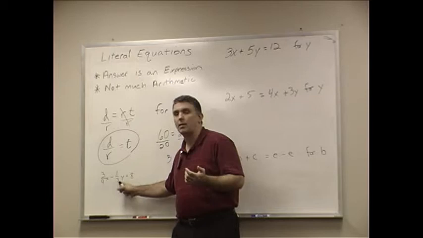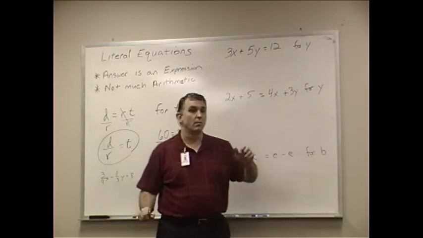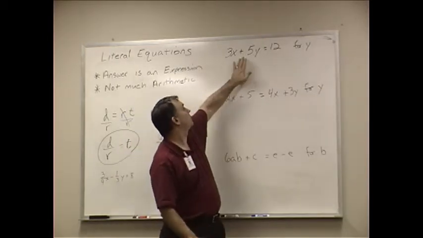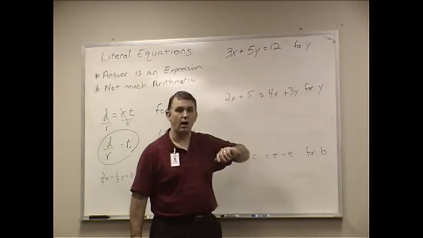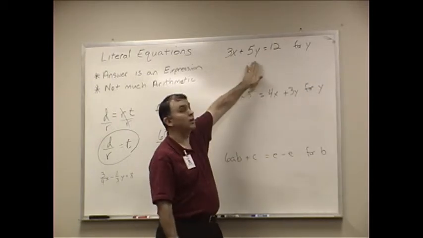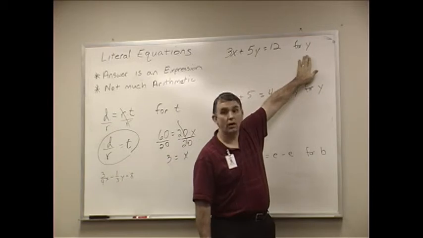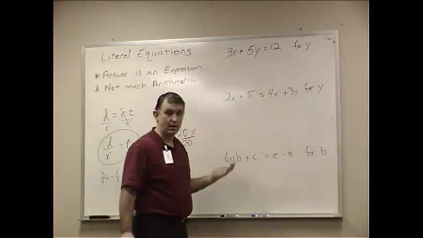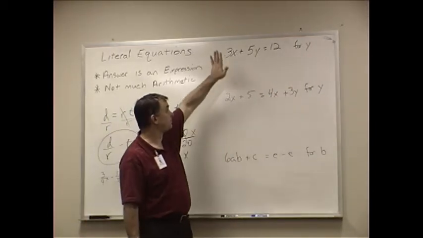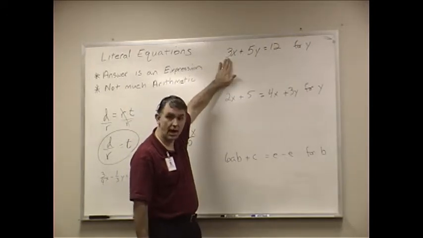I know there's a little problem written here. I'm going to write that bigger in a moment. We have 3x plus 5y equals 12. Now there's an x and a y. I said solve it for y. That means get y by itself. Well, I've got this 3x over here.